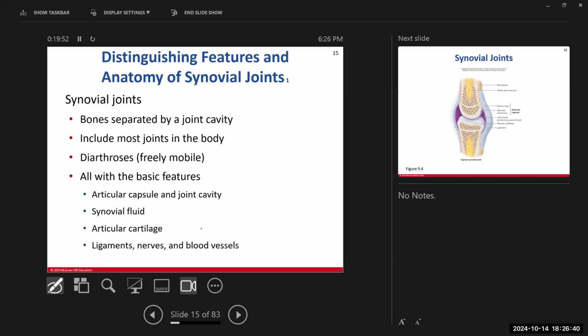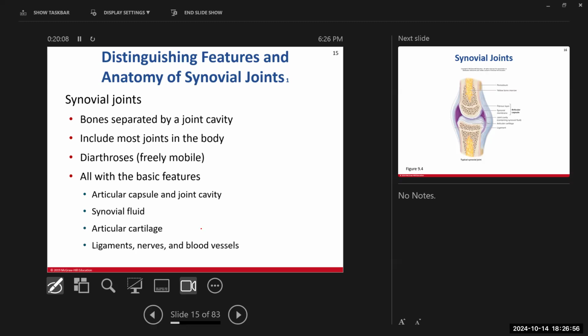All right. So let's look at the other type of joint here that we talked about, the diarthroses joints, which are called synovial joints here. Synovial joints, and we're going to spend a lot of time talking about these because they are the most numerous type of joint in the body.